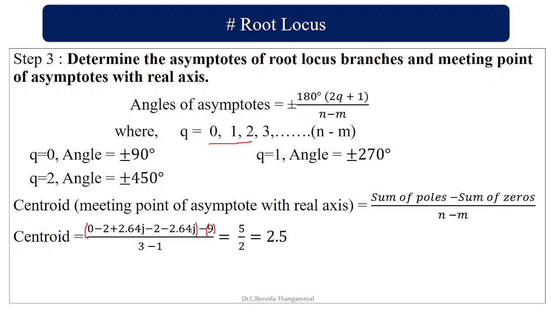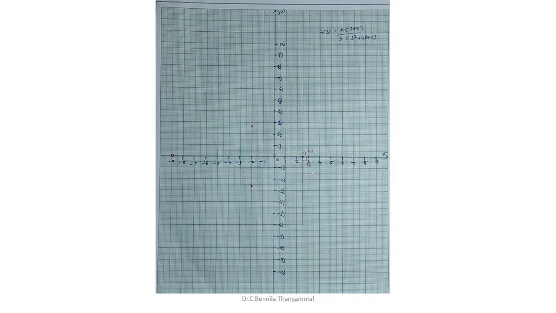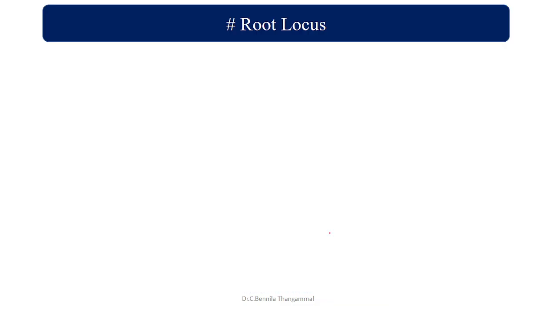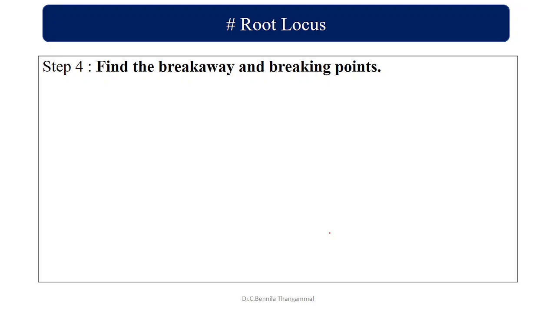So your zeros is going to be minus 9. So minus of minus 9 is going to be plus 9. So plus 9 minus 4 is going to be plus 5, divided by 2 is 2.5. So the centroid is going to be 2.5, and then plus or minus 90 degree. I have drawn the asymptotes. So next is to find the breakaway and breaking point.